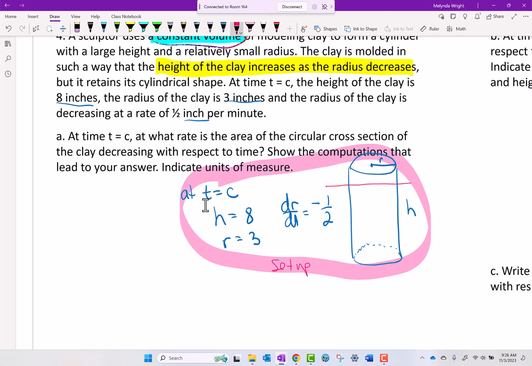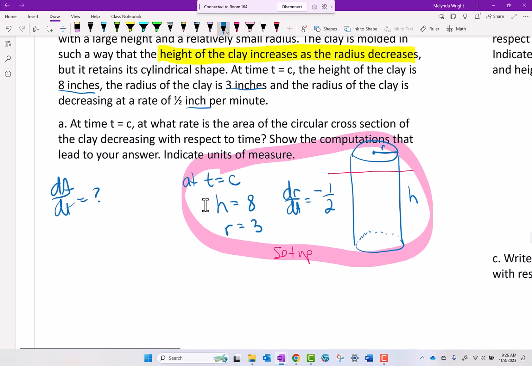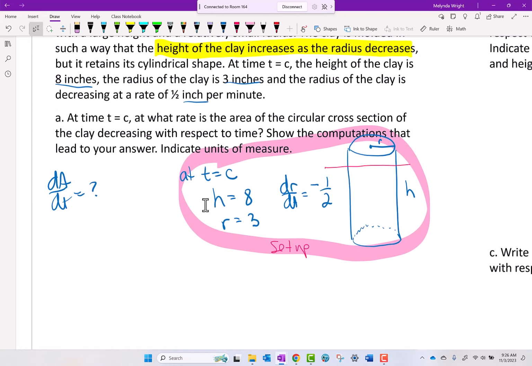Because the top is a circle, the bottom is a circle, you slice through, it's a circle. They're just saying, at what rate is the area, so dA/dt equals question mark. At what rate is the area of the circular cross-section of the clay decreasing with respect to time? So dA/dt equals question mark. Okay, so we need the formula for the area of a circle. So A equals pi r squared.